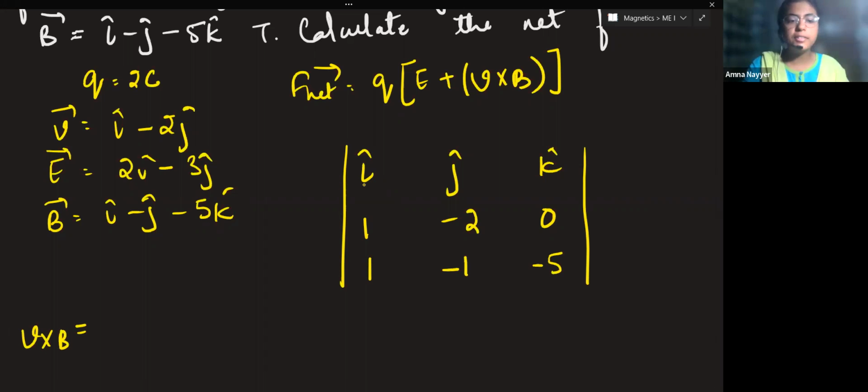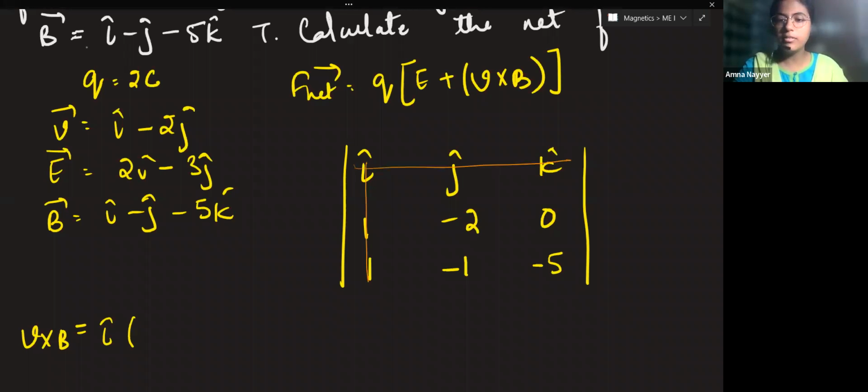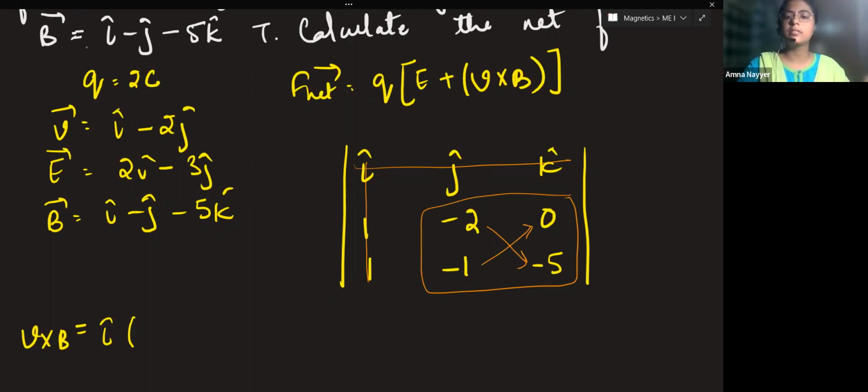Now V cross B, firstly, the coefficient for I cap. Whenever you're finding for I cap, ignore its row and column. What are you left with? These four: obliquely downwards minus obliquely upwards. Remember this. So here, -2 multiplied by -5 gives you 10. Obliquely downwards multiplied, minus obliquely upwards, this is 0.